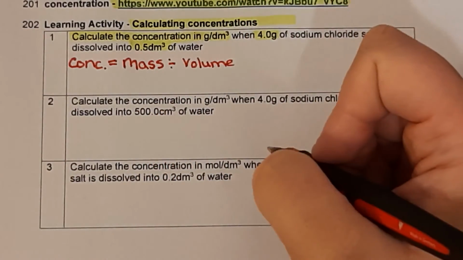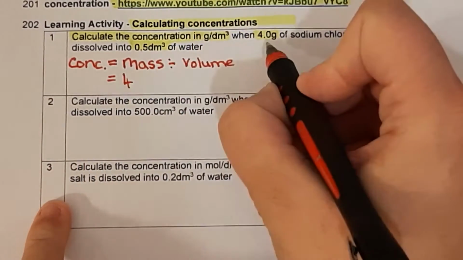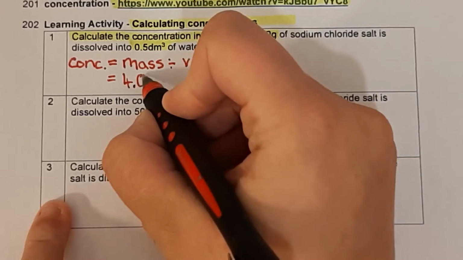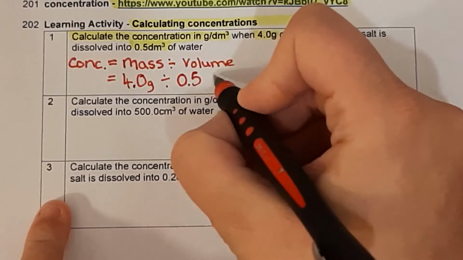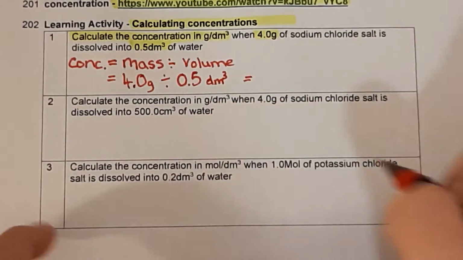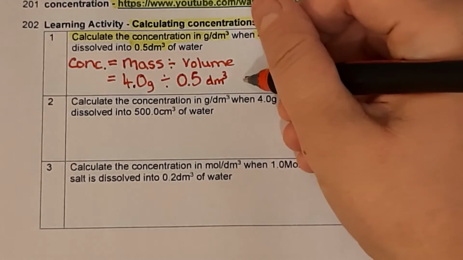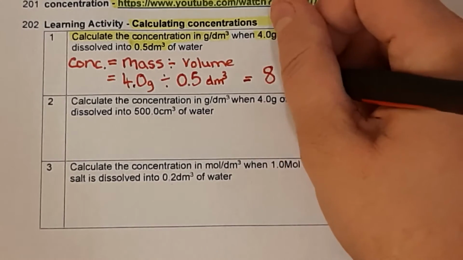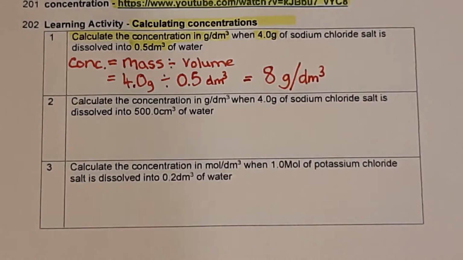Okay, now we can put the units in. Well, what is our mass? Our mass is 4 grams. But is it 4 or 4.0? So we're going to write it as it is, 4.0 grams. Okay, we're going to divide that by the volume, which is 0.5 decimeters cubed. And when we do 4 divided by 0.5, and please do use your calculator because you're always allowed a calculator in science lessons and in your exams, the answer you should get is 8 grams per decimeter cubed, just like that.